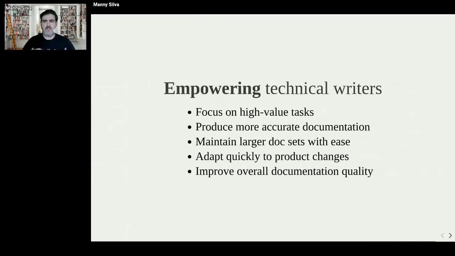But these advancements aren't about replacing technical writers. They're about empowering us. They can give us peace of mind, knowing that our content is accurate and up-to-date and trustworthy. And by automating these routine tasks and providing us powerful assistance, they let us focus on the parts of our job that require human creativity, insight, expertise, and oversight. And they allow us to produce better documentation more efficiently and at a scale previously unimaginable.